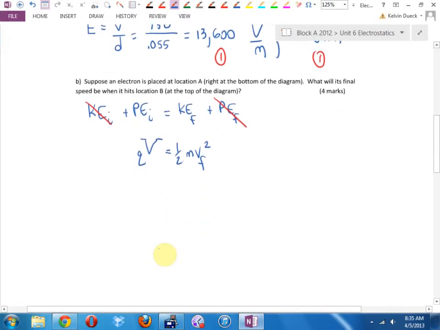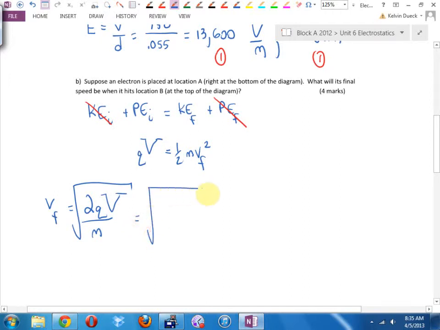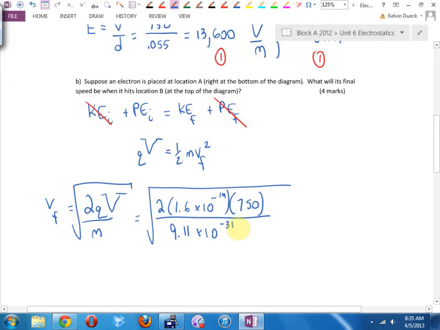They want the final speed. I think the final speed looks like it's going to be the square root of 2qV divided by m. It's going to be the square root of 2 times q. It's an electron, 1.6 times 10 to the negative 19. Voltage, 750. Divided by mass. It's an electron. It's on your formula sheet, 9.11 times 10 to the negative 31.